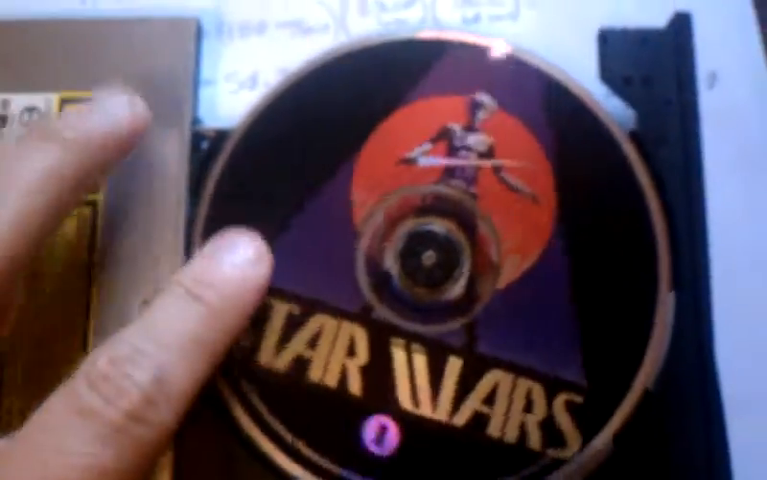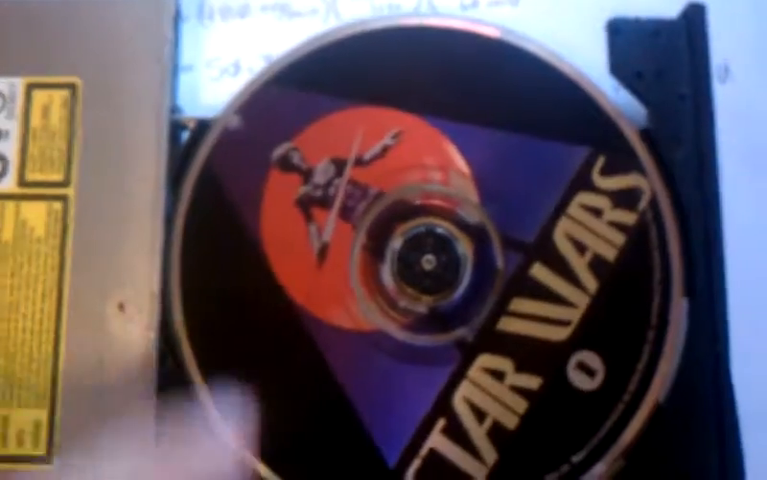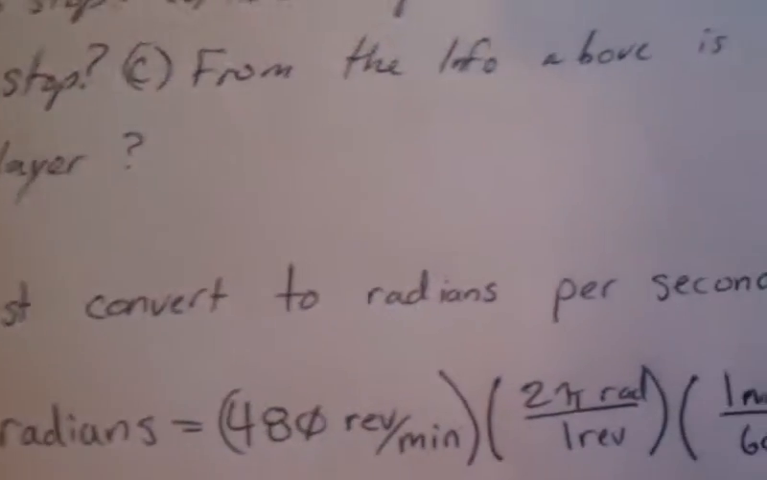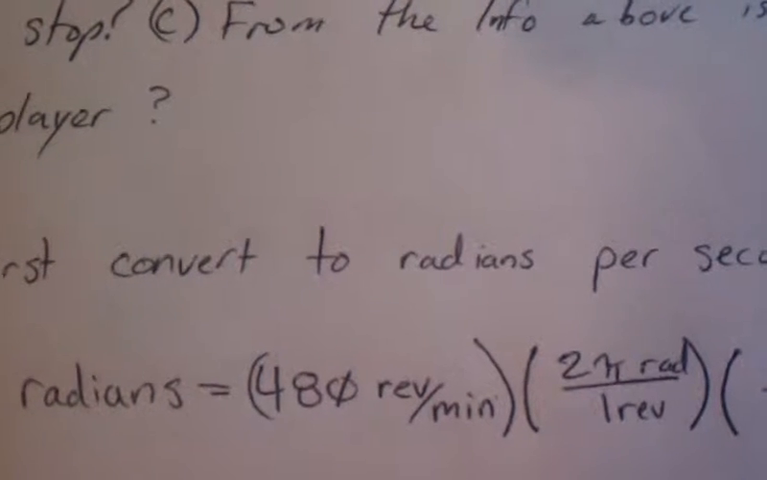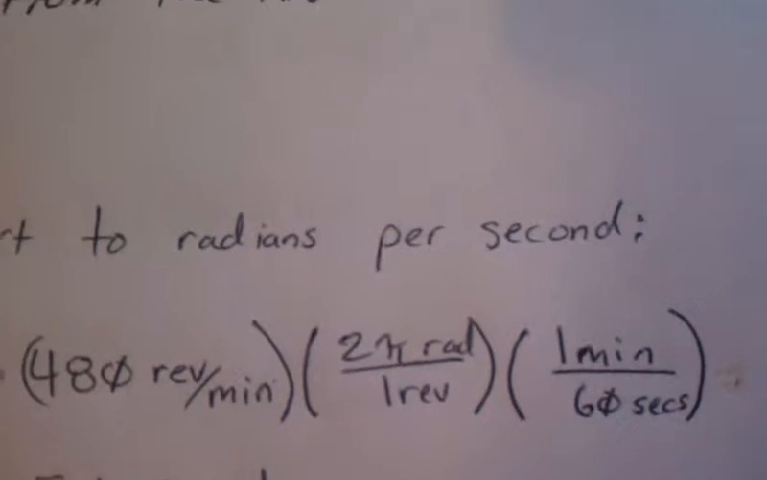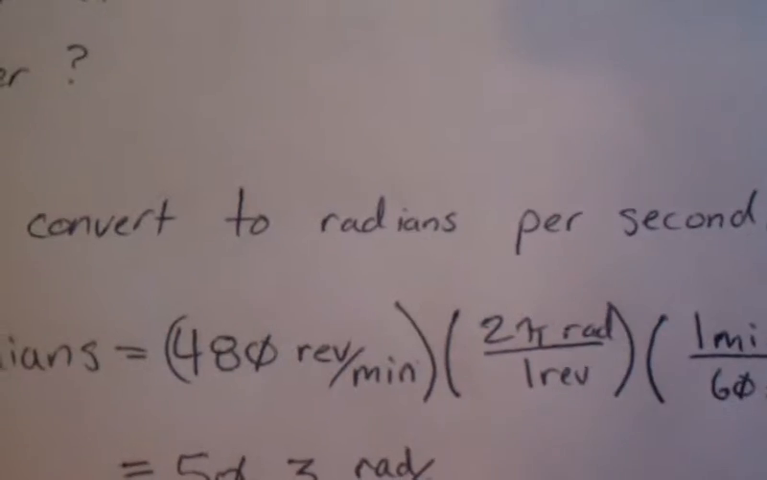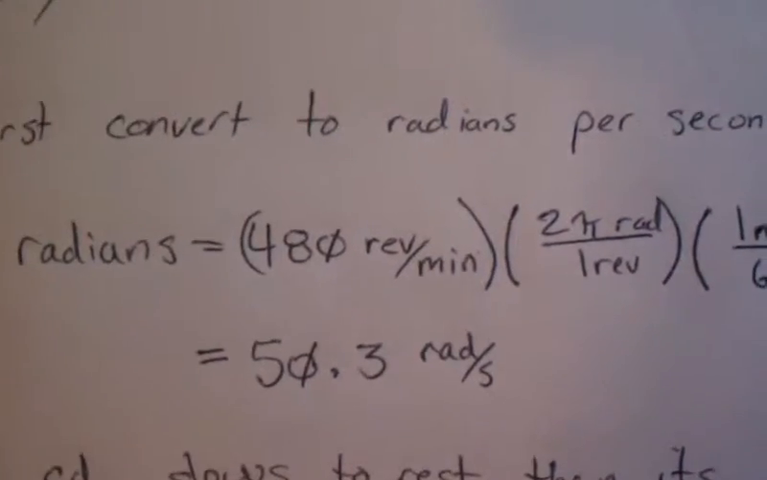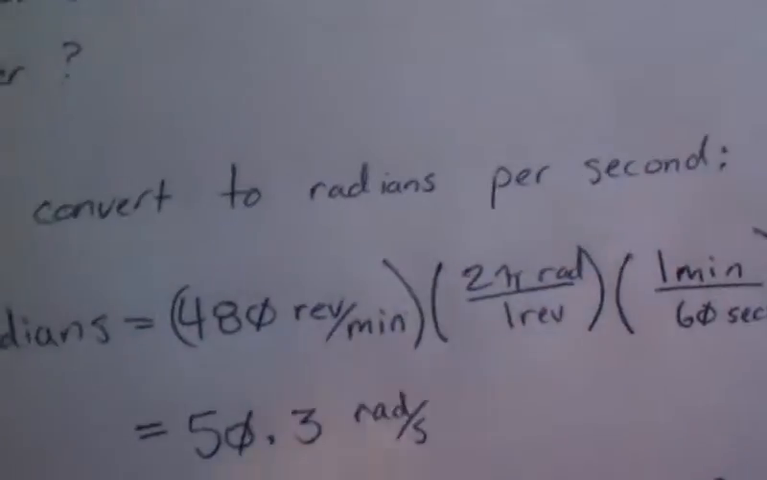So, Dr. Allain, you have the question, and here's the CD in question and a CD player just turning, spinning, and just showing as an example. Now, first we've got to convert 480 revolutions per minute to radians per second. And to do that, omega equals 480 revolutions per minute times 2 pi rads over 1 revolution times 1 minute over 60 seconds, or 480 times 2 pi divided by 60. And we get 50.3 rads per second.